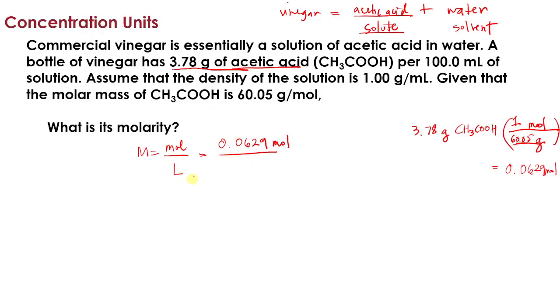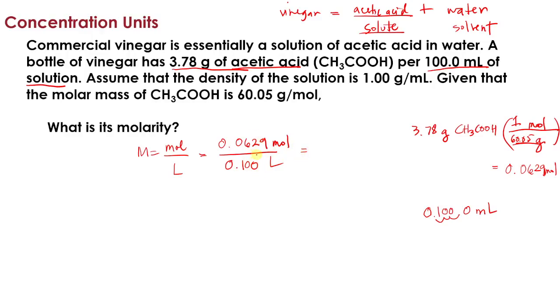Next, we need the volume of the solution in liters. So here again, the given is the volume, right? 100 mL of the solution. But again here, the volume must be in liters. So to convert this to liters, that's 100.0 mL, we can just move the decimal point 3 places to the left. That's 1, 2, 3. So we have 0.100 liters.